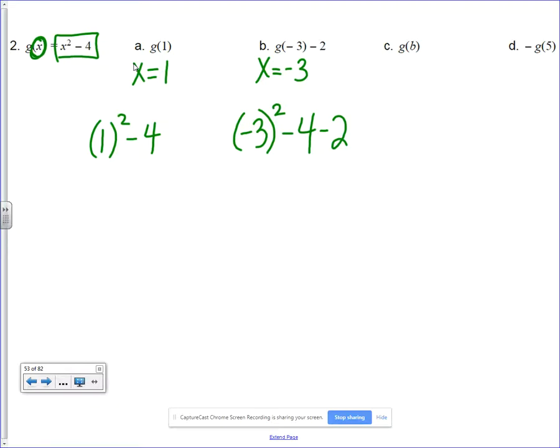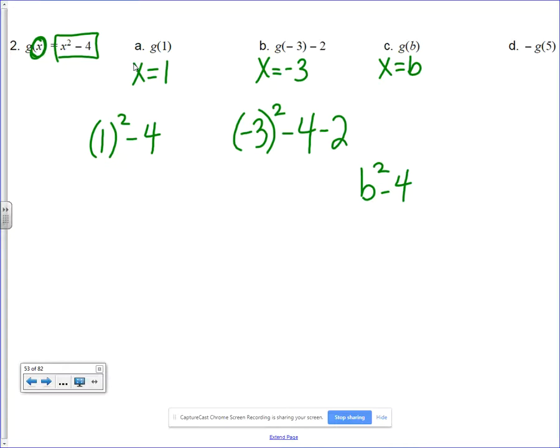Please don't be nervous about letter C. This is actually the easiest one up there. Because what is x this time? X is what? B. So I'm going to take out the x, and I'm going to put in the b. Do I know what b is? No. So it's just b squared minus 4. I don't know what b is. It's like swapping it out. Sub 1. One goes out, the other one goes in.